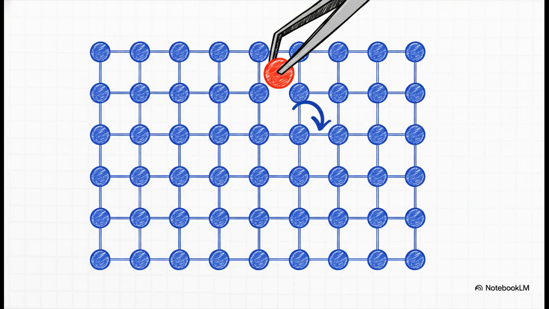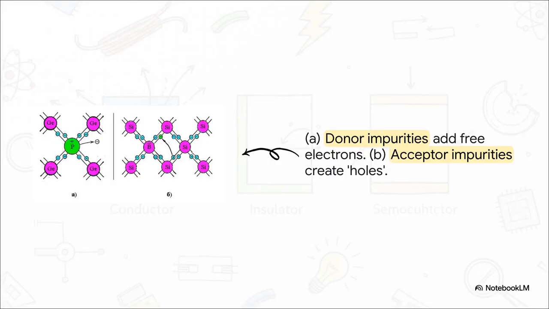So it turns out we don't just have to rely on heat or light to control these things. We learned how to engineer them with incredible precision by intentionally adding tiny, specific impurities right into the crystal lattice. And this process has a cool name. It's called doping. And this doping works in two main ways. If you add an impurity that has an extra electron it doesn't need, you create a surplus of free, negatively charged electrons. We call this an N-type semiconductor.